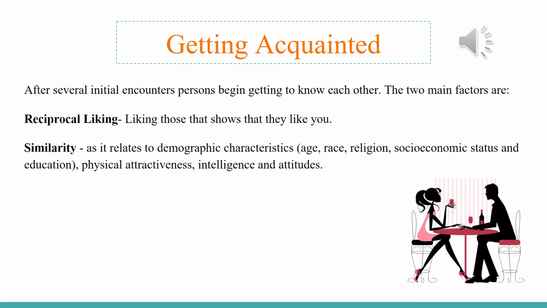Getting acquainted. After several initial encounters, persons begin getting to know each other. The 2 main factors include reciprocal liking, which is liking those that show that they like you, and similarity, as it relates to demographic characteristics such as age, race, religion, socio-economic status, and education. Also physical attractiveness, intelligence, and attitudes.